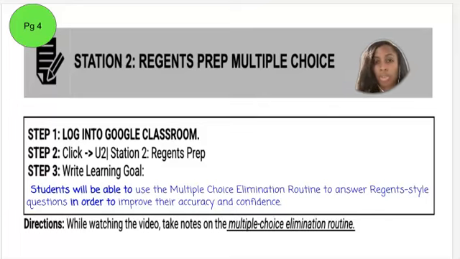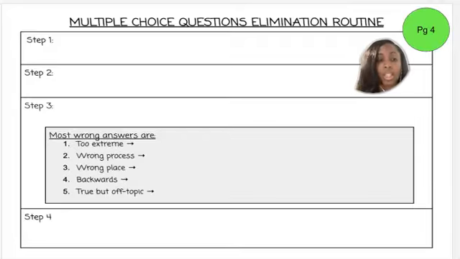And the Regents tend to use a little bit of complex language that if you just spend a little bit of time breaking it down, you'll be more successful. So that's what this elimination routine is going to do. Please make sure that you are on page 4 and you have paused the video to write down your learning goal. Let's get started going over the elimination routine.